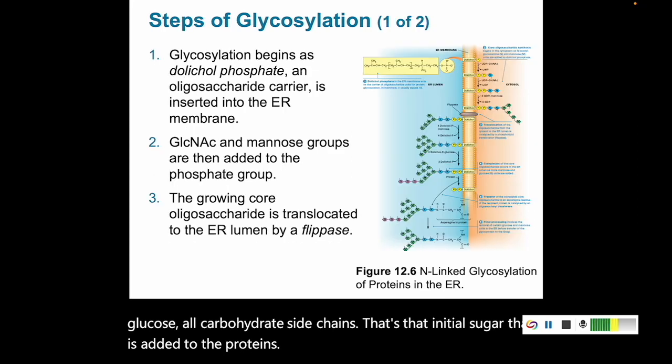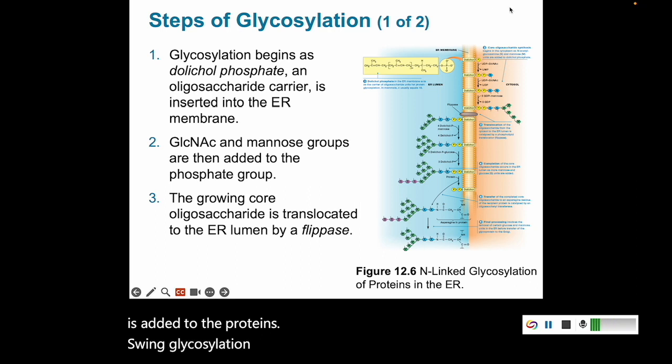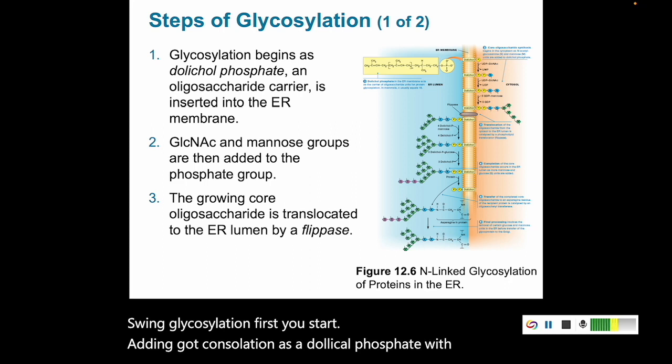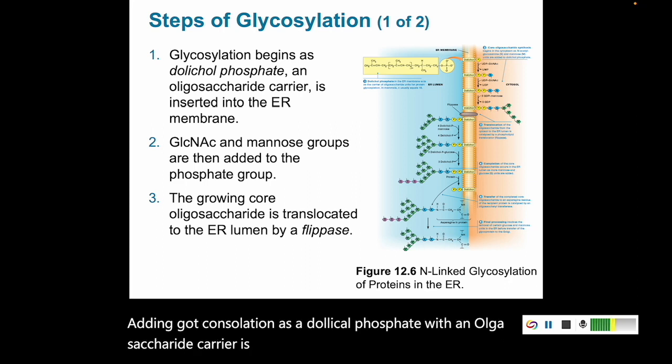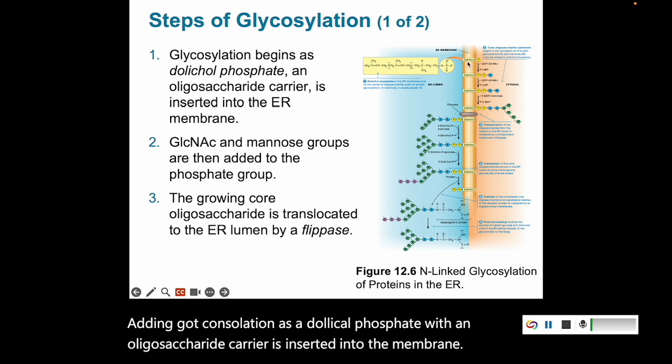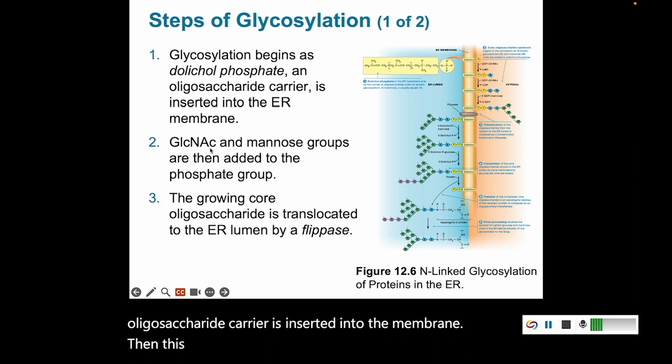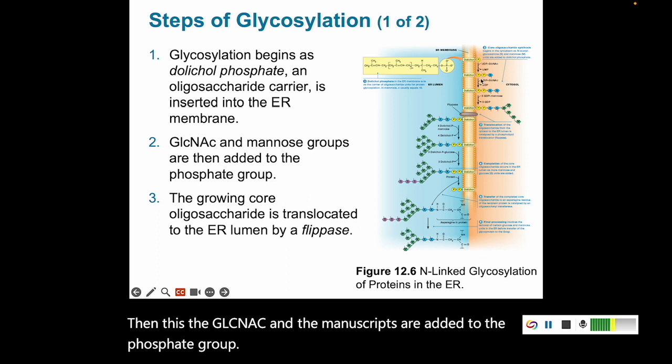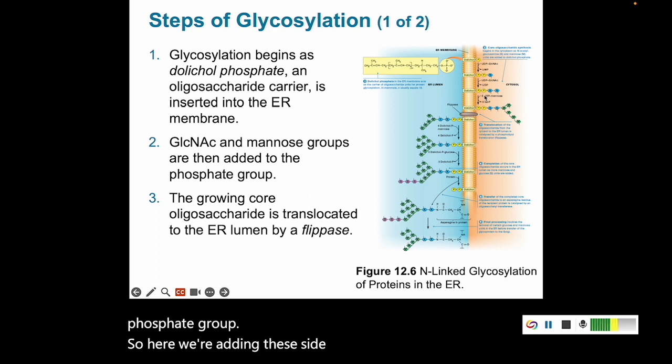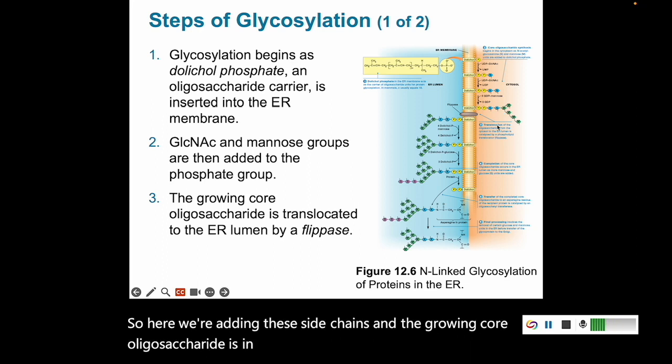So in glycosylation, first you start adding glycosylation as a dolichol phosphate, with an oligosaccharide carrier, inserted into the ER membrane. Then the GlcNAc and the mannose groups are added to the phosphate group. So here we're adding these side chains. And the growing core oligosaccharide is then translocated by a flippase. So here, flip. Now we have it over here.